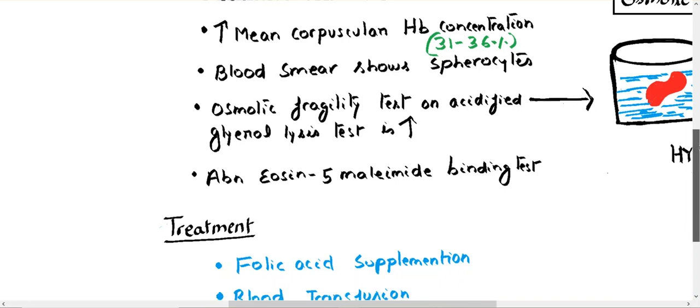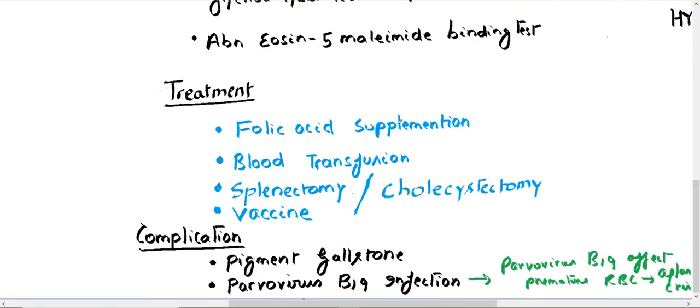The treatment we give is folic acid supplementation, and of course, because there is a hemolytic anemia, we go for blood transfusion. We also go for splenectomy. The reason is that these rigid RBCs are trapped in the splenic circulation and taken out by the splenic macrophages. So it's a good idea to take out the spleen, though in the peripheral blood smear we do still see the spherocytes even after splenectomy.